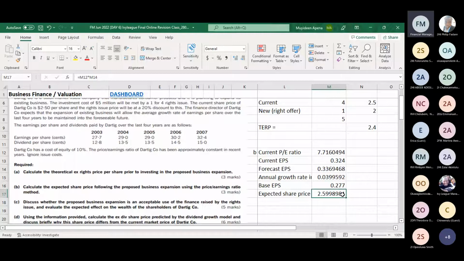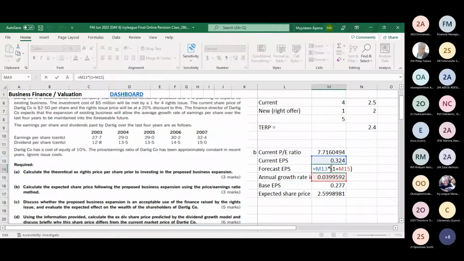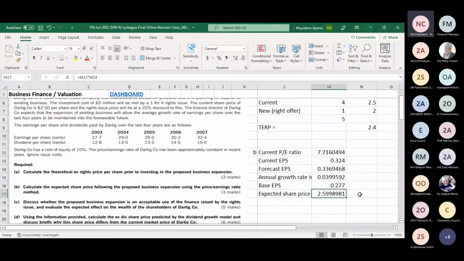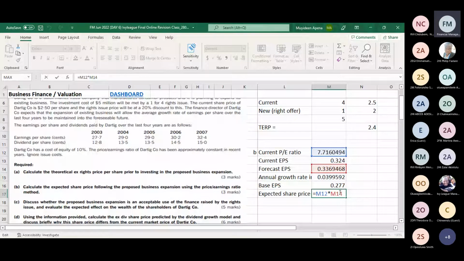But you know, you need to think out of the box here. Any question? Please, can you put the cursor on that forecast EPS? Forecast EPS is just to grow your current EPS by the growth rate. Are you fine with that? So the expected share price is P/E ratio times forecast EPS. Exactly. After the expansion, we expect the share price to be this.